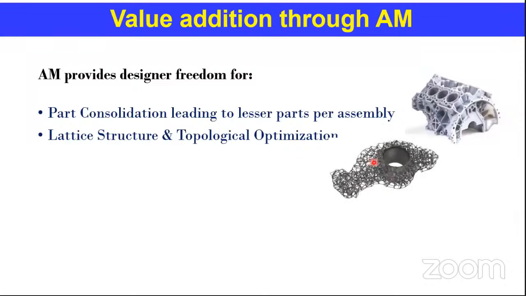For example, this is the lattice structure and the topology optimization strategy through which we can obtain this part. Assume that through the conventional route you can't. These are all almost like a skeleton type of structure. That is what we call a lattice structure. And to obtain this kind of structure through the conventional route is not possible, or it would be really challenging. But through an AM route we can obtain that.